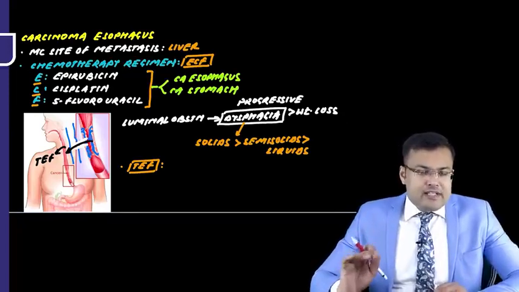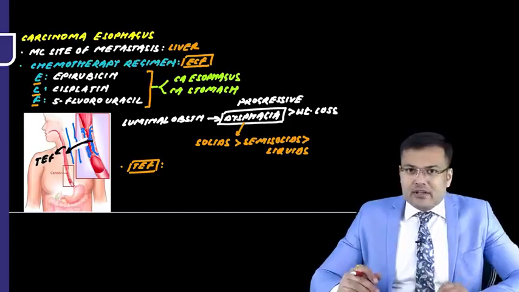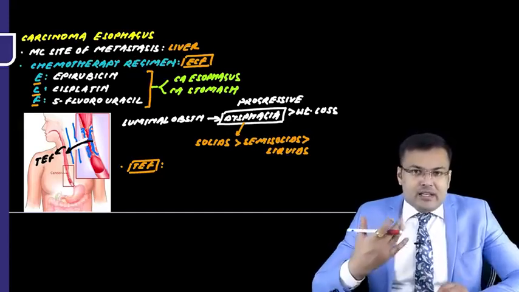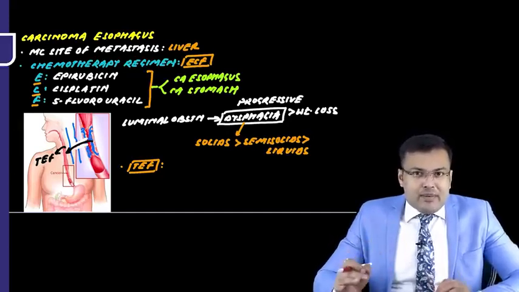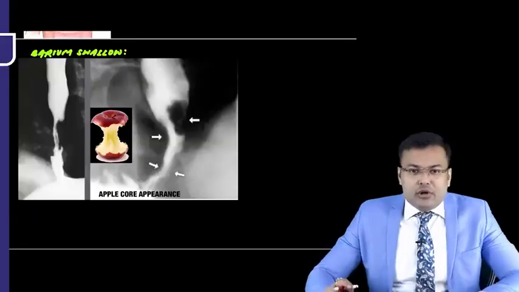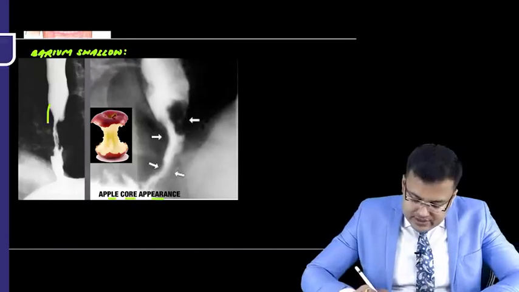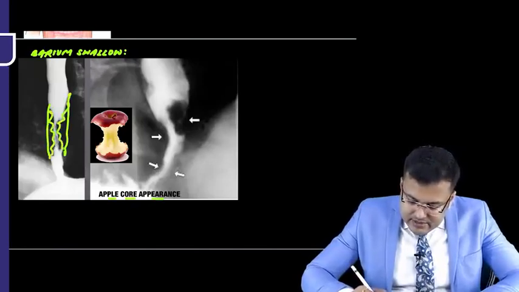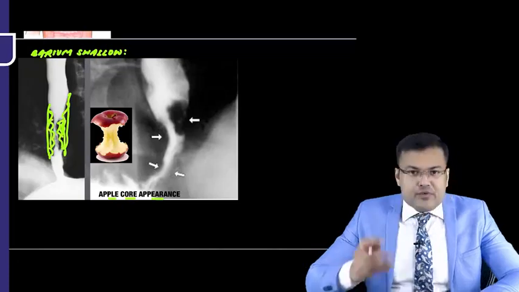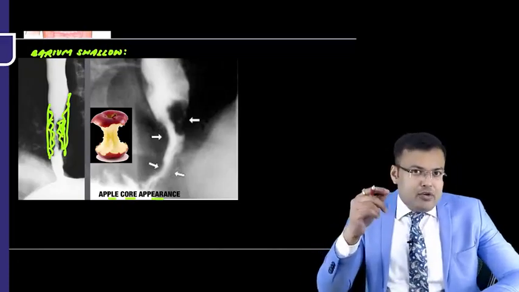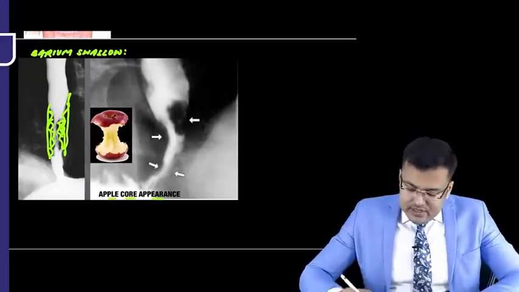What is the first investigation done in a suspected case of carcinoma esophagus? That is barium swallow. And what is the typical appearance seen? On barium swallow, this is the typical appearance known as apple core appearance. Here you can see this is the lumen and this is the malignancy. Obviously, only the part of the esophagus which is patent, in that part only barium is going. So this appearance is known as what?